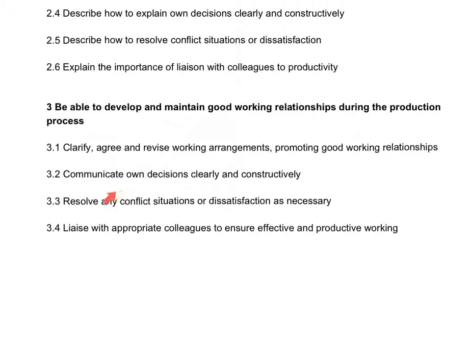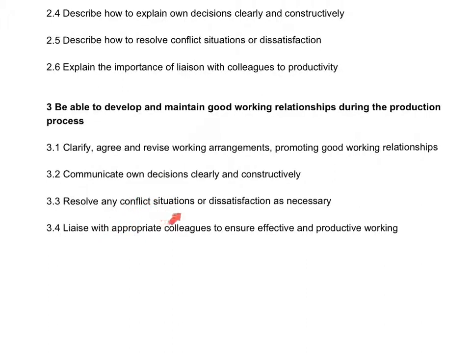For 3.2, communicate your own decisions clearly and constructively. How do you communicate your own decisions clearly and constructively? Give examples. 3.3, resolve any conflict situations or dissatisfaction as necessary. So again, outcome 3 is all about you doing this. How do you resolve any conflict situations or dissatisfaction as necessary? Anonymise your peers and your workmates, but tell me about situations where you've done this, resolved any arguments or conflict or tension or dissatisfaction.